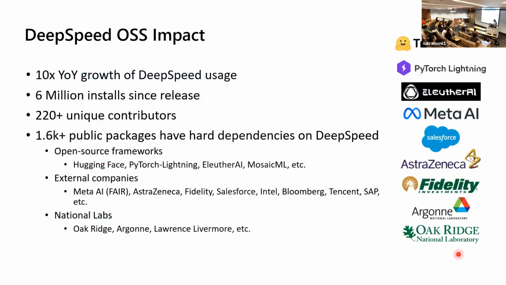This slide again is fairly old, but we have a 10x year-over-year growth for DeepSpeed usage, 6 million plus installs, several hundred unique contributors now, and 1.6K public packages now have hard dependencies on DeepSpeed. So basically, the dependency package line through Python is determined through that. A lot of other companies are also using us. Our competitors are sometimes actually supporting DeepSpeed and giving us PRs. So it's a fairly interesting project in that sense. It's open source, so everyone's happy about that. Some of the national labs are also using it, the Oak Ridge folks, Livermore folks. The L-band team actually also happens to use DeepSpeed quite a bit.